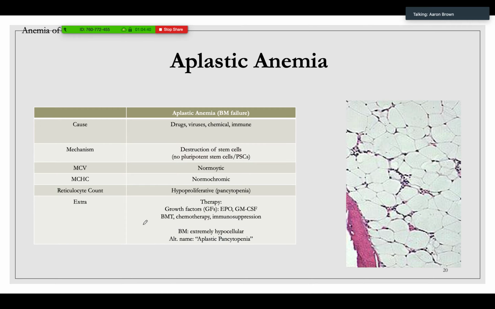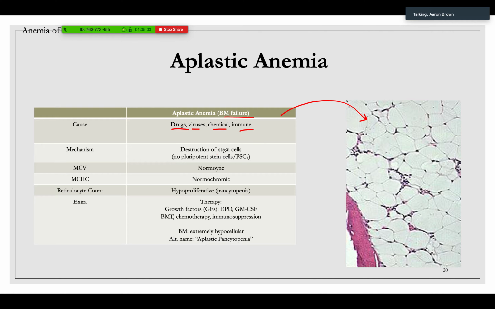Next is our aplastic anemia. Here we have some sort of drug, some sort of virus, some sort of chemical, or an autoimmune condition that makes our bone marrow look like this. This is not normal bone marrow, right? Normal bone marrow has lots of cells in it. It looks very active. You can see baby red blood cells. This bone marrow has failed. This is bone marrow failure.